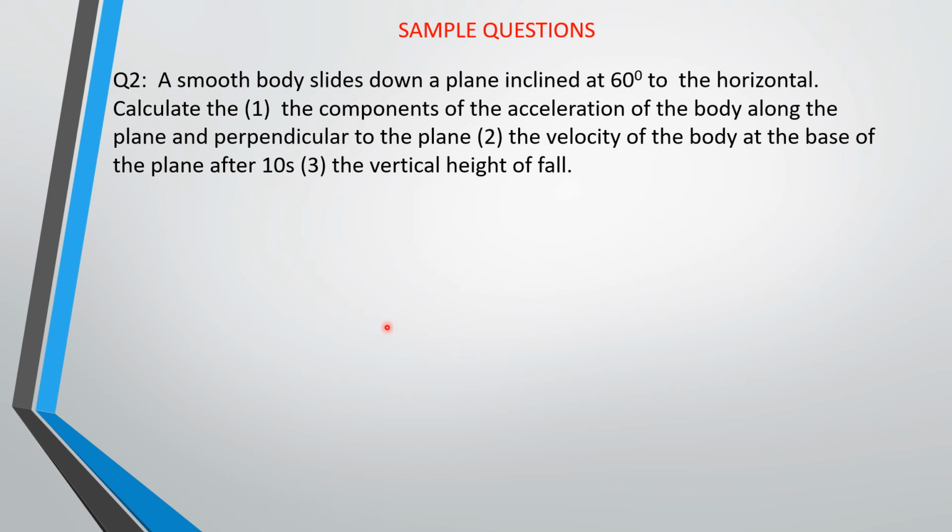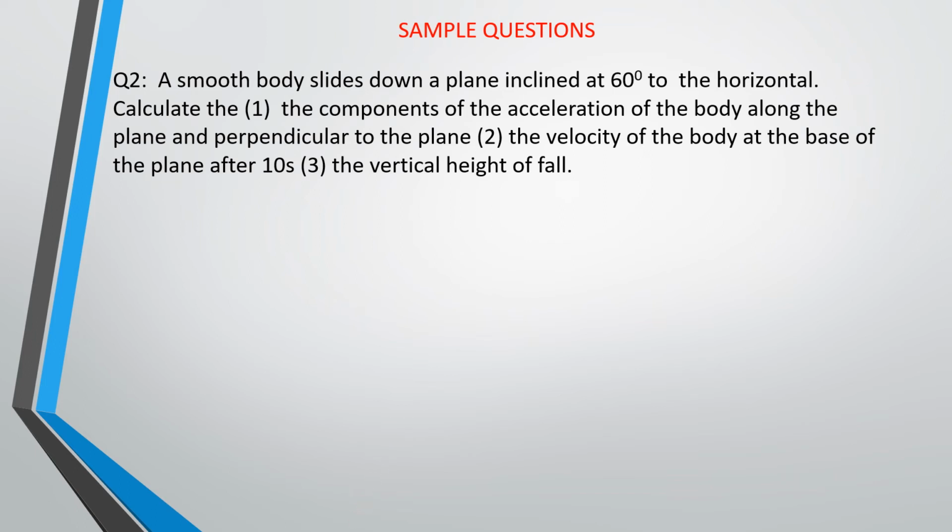This is another question. A smooth body slides down a plane inclined at 60 degrees to the horizontal. Calculate: 1. the components of the acceleration of the body along the plane and perpendicular to the plane; 2. the velocity of the body at the base of the plane after 10 seconds; 3. the vertical height of the fall. Okay, so we'll just apply those equations that we got before.